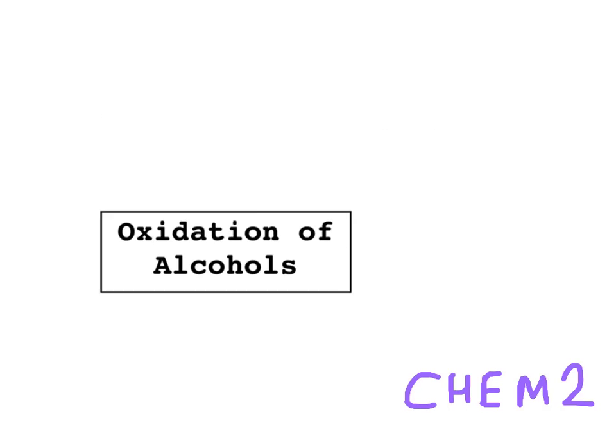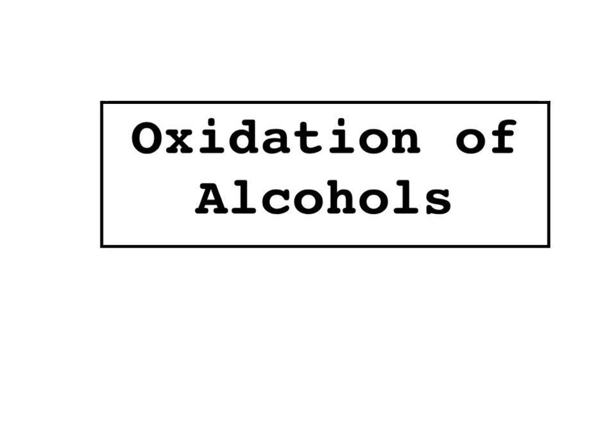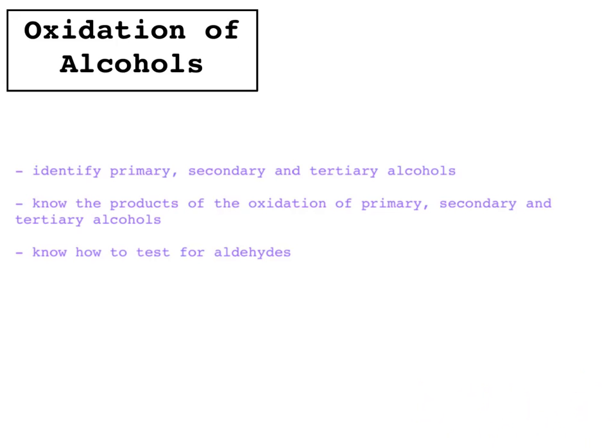This video is on the oxidation of alcohols. Our aims for this video are to be able to identify primary, secondary and tertiary alcohols, know the products of the oxidation of primary, secondary and tertiary alcohol, so different types of alcohol will give different products when you oxidise them, and know how to test for aldehydes as well.